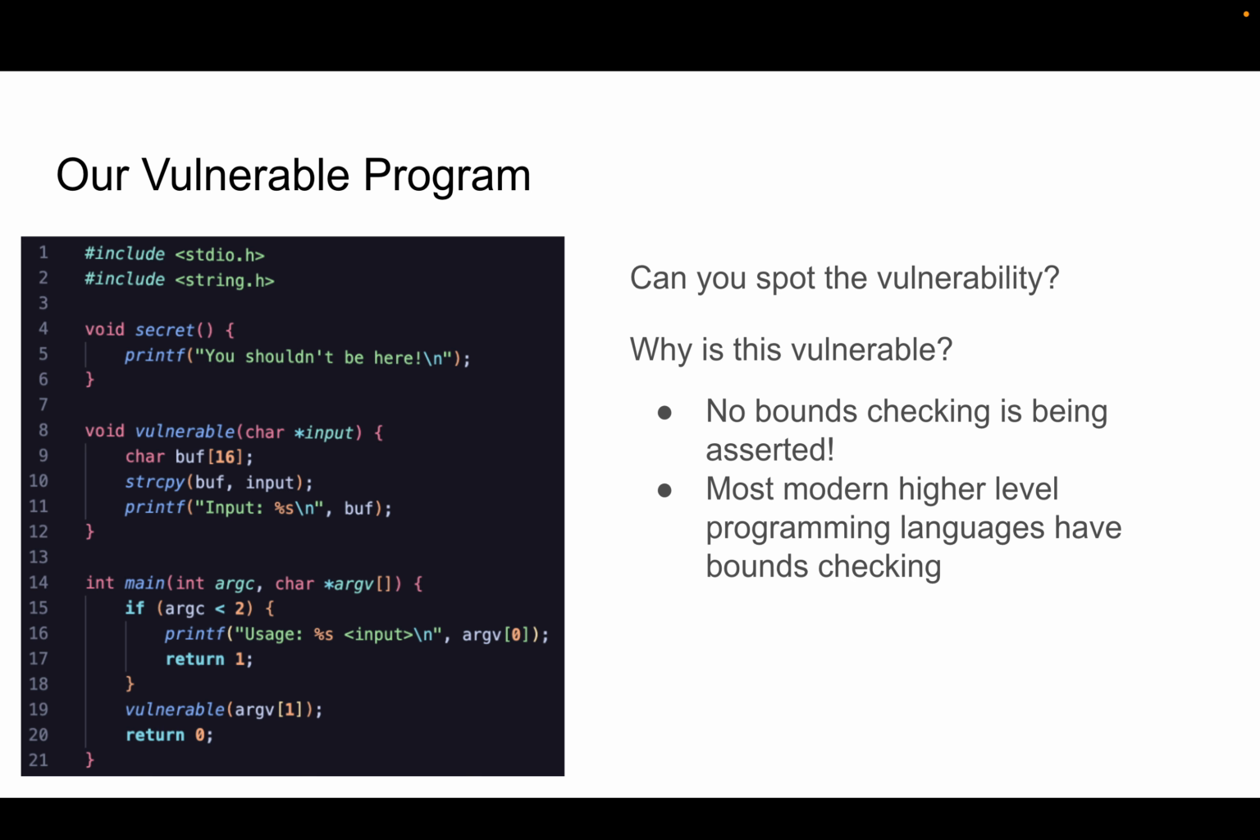Well, line 10 is vulnerable because in low-level programming languages like C, there's no bounds checking being made like there would be with higher-level programming languages such as Python and Java. No exceptions are thrown if any attempted access outside of the bounds of the buffer is made.